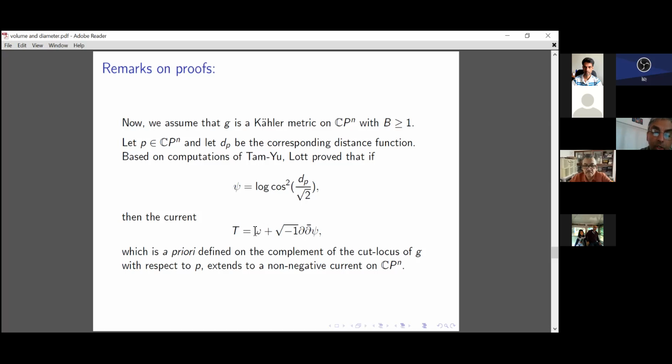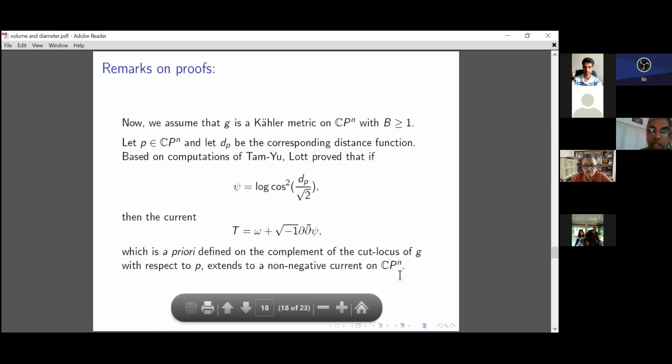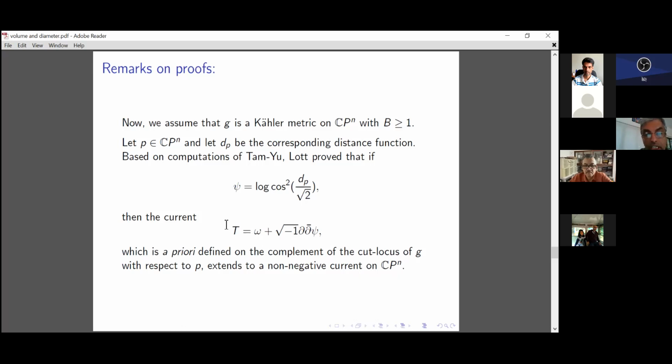And omega, of course, is a 1-1 form that can also be regarded as a current. So this sum, which is a priori defined on the complement of the cut locus, extends to a non-negative current on CPN. So this was our starting point. We have a current to work with, a global current on CPN.